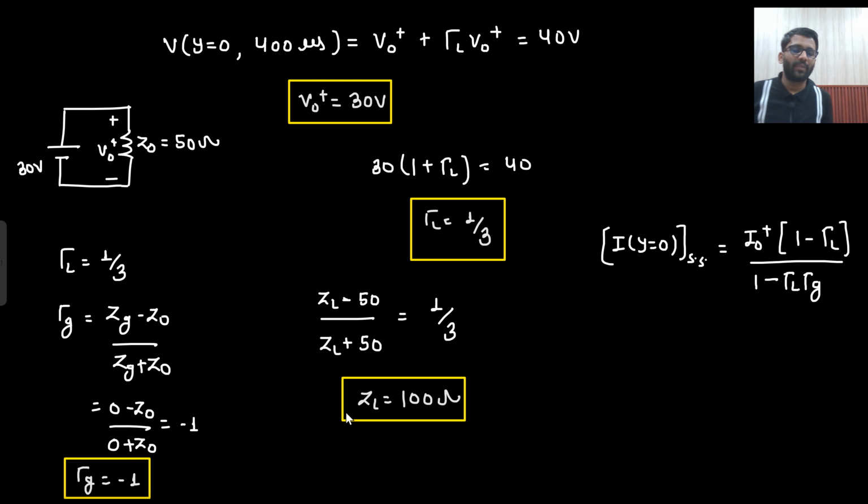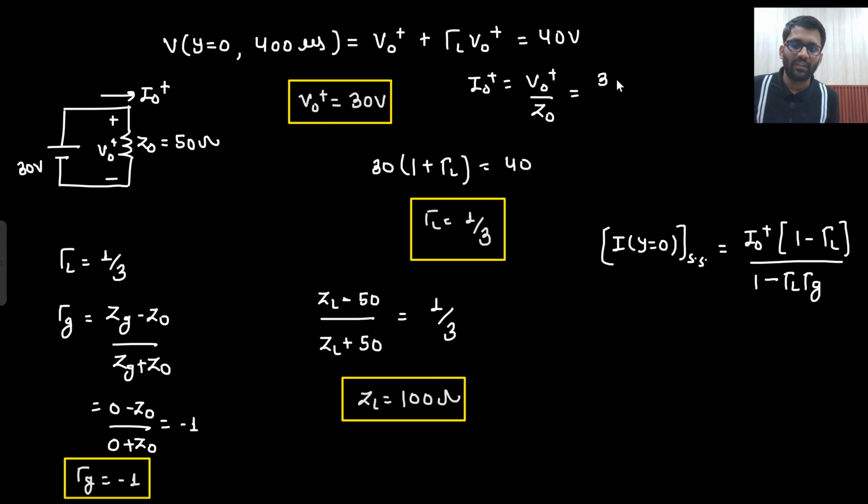And do you know I naught plus? This is my V naught plus. So if I know the value of V naught plus, what will be I naught plus? I naught plus will simply be V naught plus by Z naught, right? Because Z naught is V naught plus divided by I naught plus. So I naught plus will be V naught plus divided by Z naught.